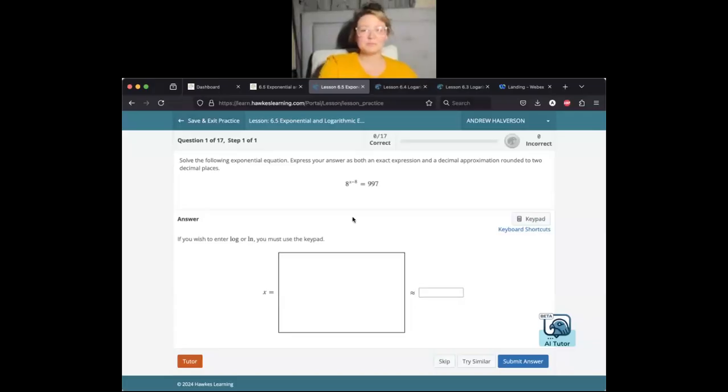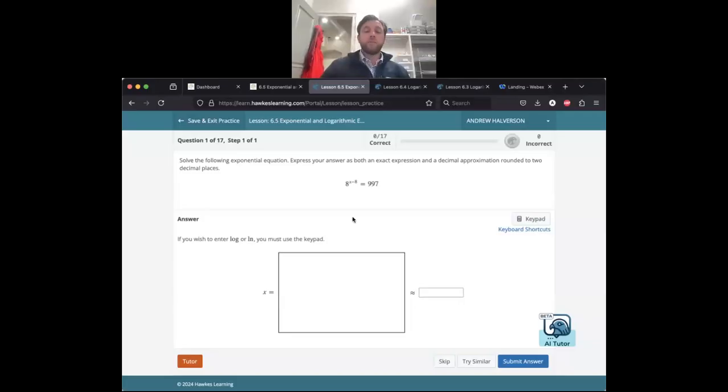All right. So this is why we learn the properties of logarithms, because remember a couple lessons ago when you had an exponent.